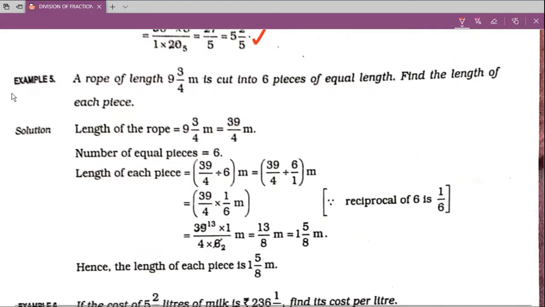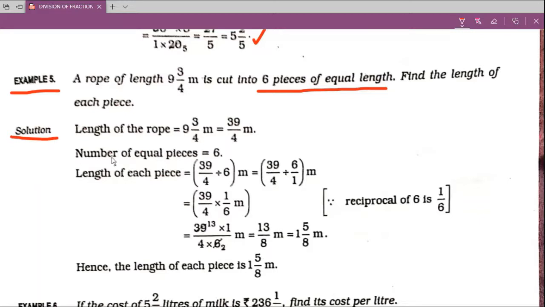From here the word problems start. A rope of length 9 whole 3 by 4 meters is cut into 6 pieces of equal length. Find the length of each piece. When the question asks for equal length, the total will be divided by the given number. Length of the rope. Solution.